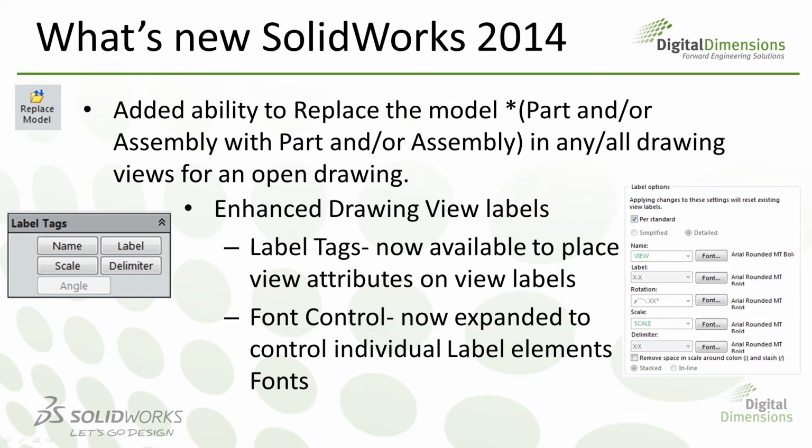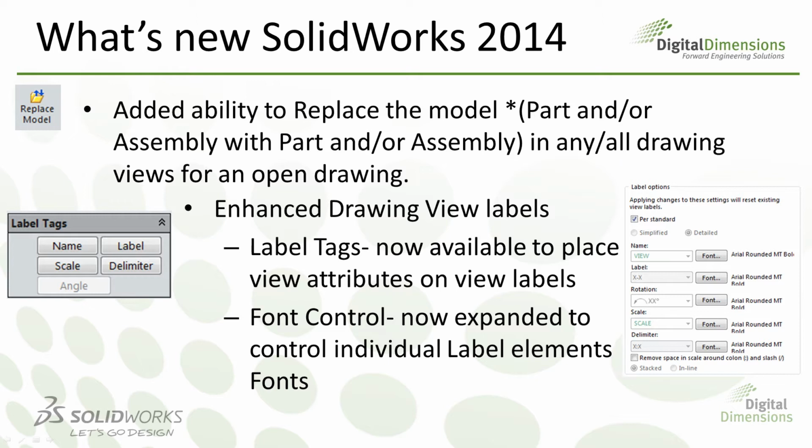In fact, it had to be for the entire drawing, and this was done in the open dialog box. You just clicked on the references button and swapped out the reference. But in 13, like I said, you'd have to replace a part with a part or an assembly with an assembly. But new with 14, we can interchange parts and assemblies within any drawing view. So that could be one drawing view or all of the drawing views for your open drawing.